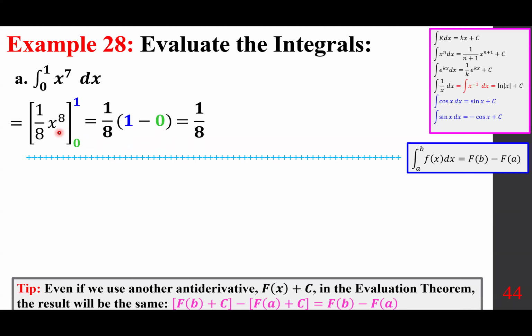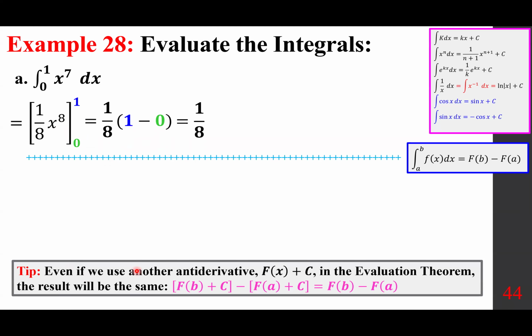Now, here's the tip. Even if we use another antiderivative, capital F of x plus c. So if I put a plus c here, what happens? In the evaluation theorem, because it's a number, the result will be the same. Why is that? Because it becomes capital F of b plus c minus capital F of a plus c. Those cancel each other. Makes no difference.